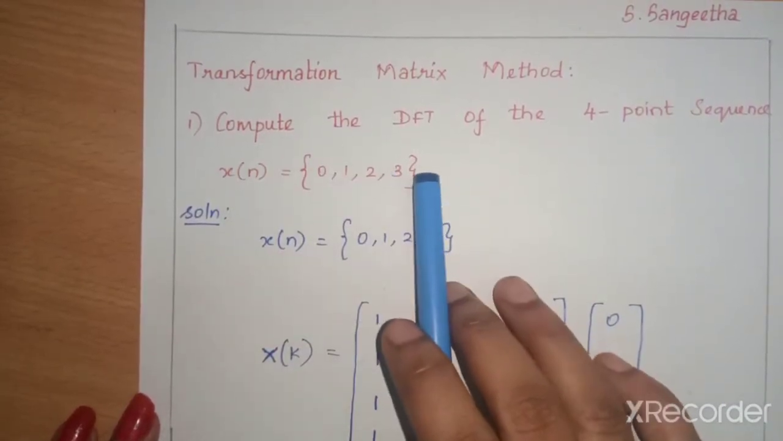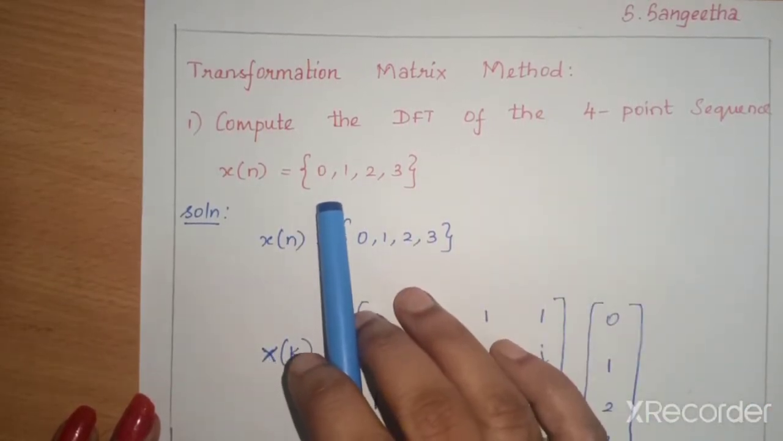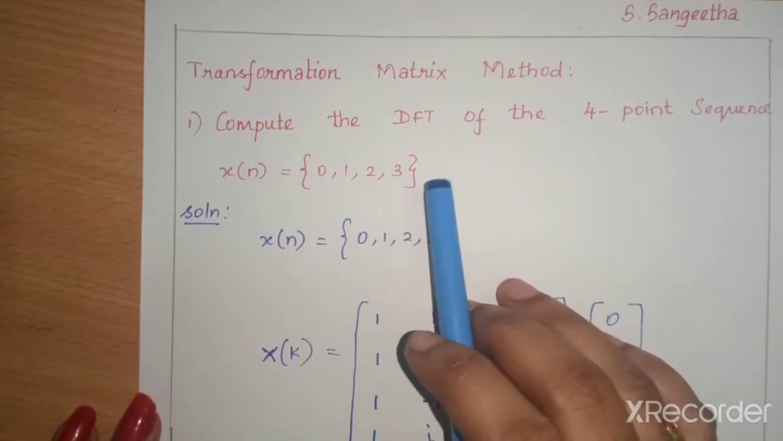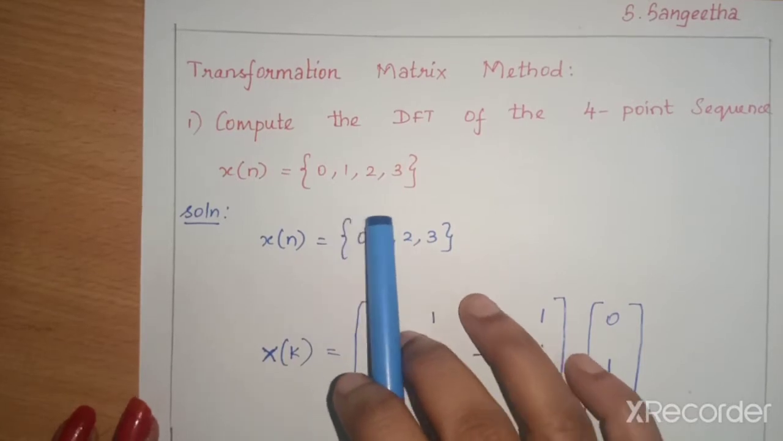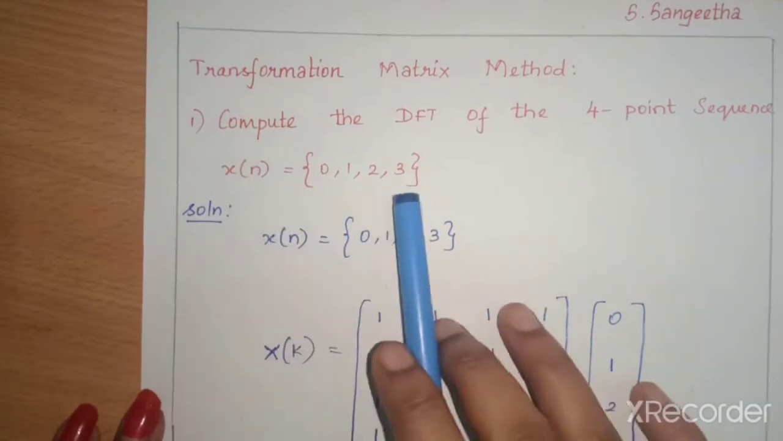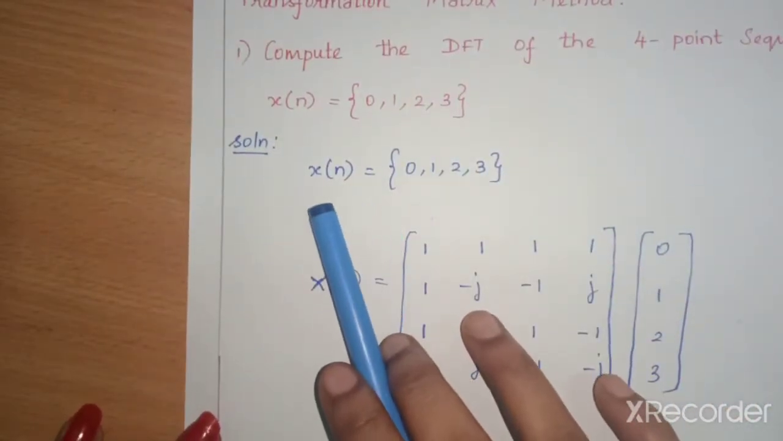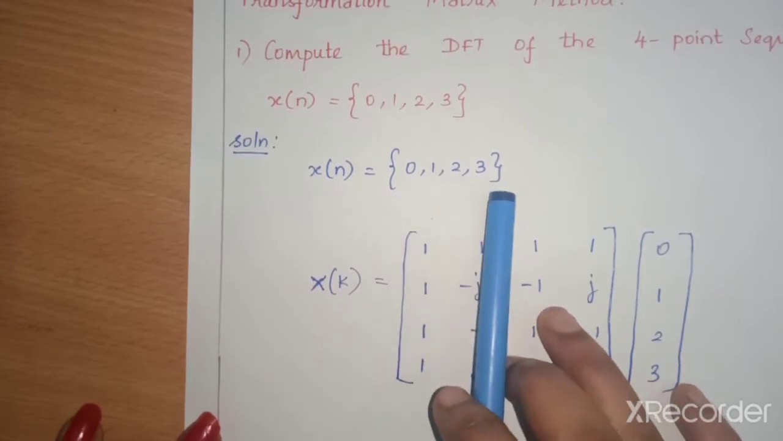Compute the DFT of the 4-point sequence x of n equal to 0, 1, 2 and 3. So the value of x of n is given as 0, 1, 2 and 3. You have to compute the DFT of this x of n. Next you have to write the given problem: x of n is equal to 0, 1, 2 and 3.